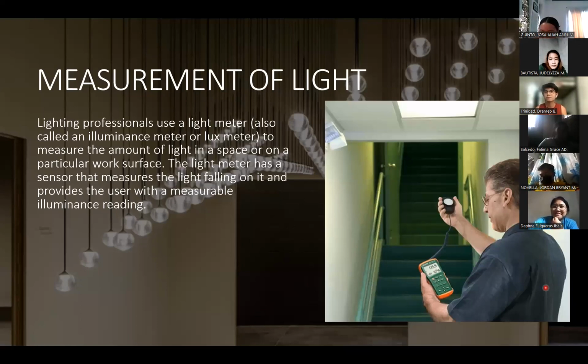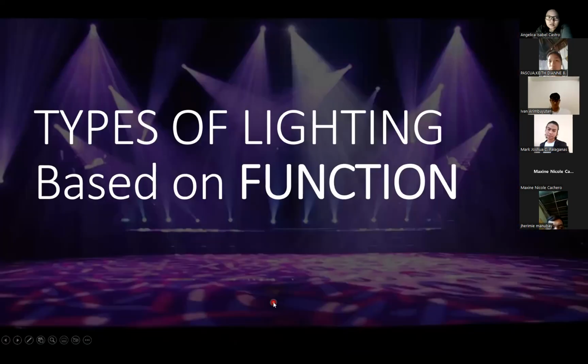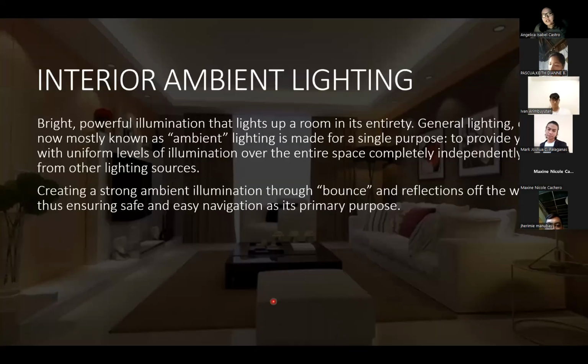So remember, the importance why we measure kasi we want to ensure that the right amount of light is given. So we measure the lux. We know already the difference between the lux, the lumens, and the candela. We know already why we measure. So let's move on. Types of lighting based on function. Ambient lighting. We have two kinds of ambient lighting, interior and exterior ambient lighting. Ambient lighting is also general lighting. What do I mean when I say general lighting?